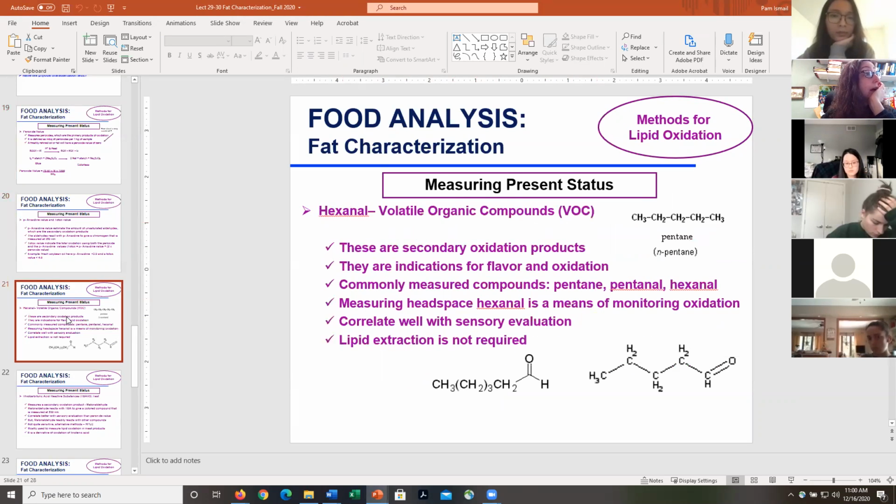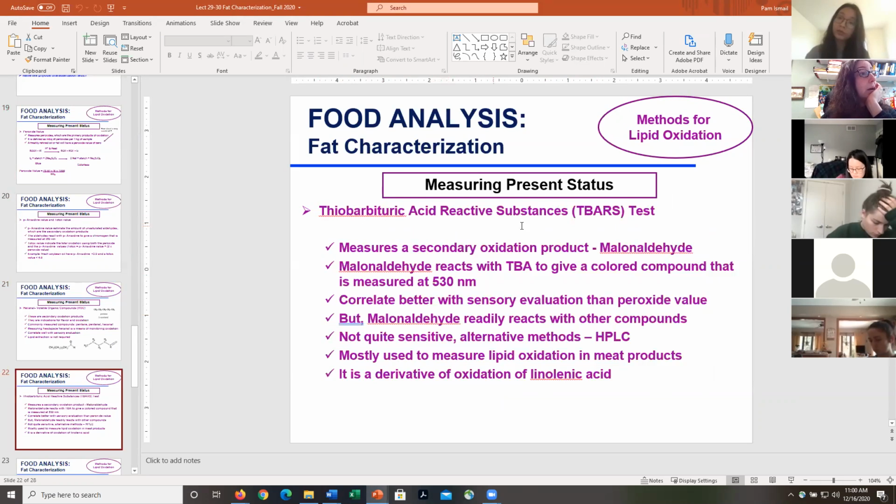Another one, hexanal, is very simple. You just say that it's a volatile metabolite, and you do headspace GC for detection. TBARS is basically you react the secondary metabolite with TBA, the thiobarbituric acid. It will react with TBA and then you measure absorption.